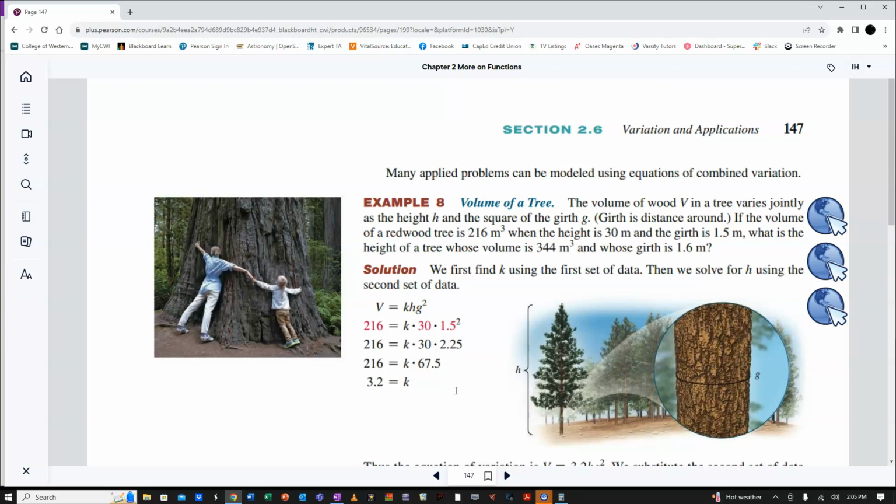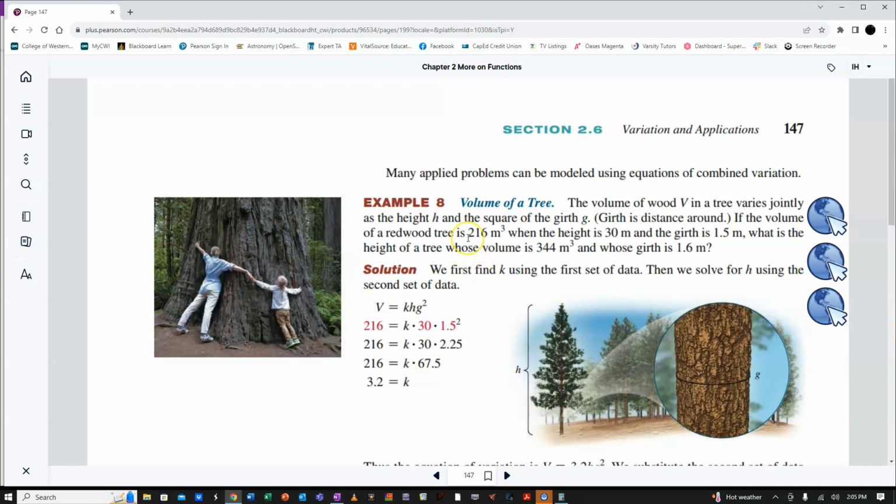1.6 meters? So the first thing you want to do is find the value of k by using the information for the particular type of variation. We are told the volume V varies jointly as the height h and the square of the girth g. So V equals some constant k times h times g squared. This is what we have to start with. If you don't get that, you will not get these problems correct.